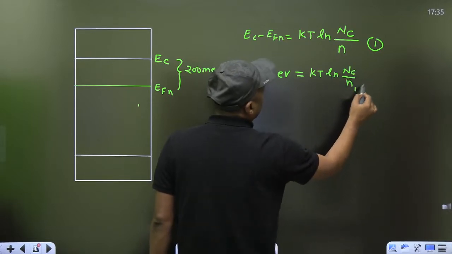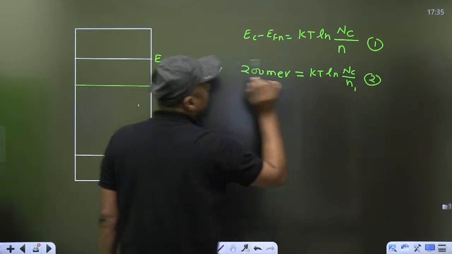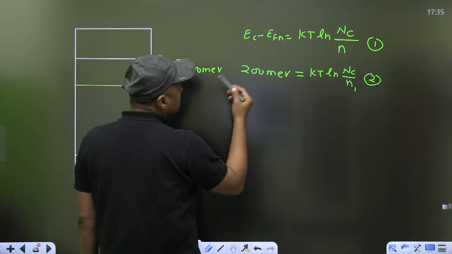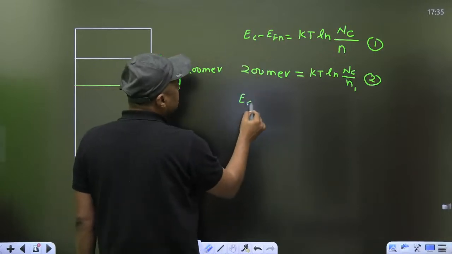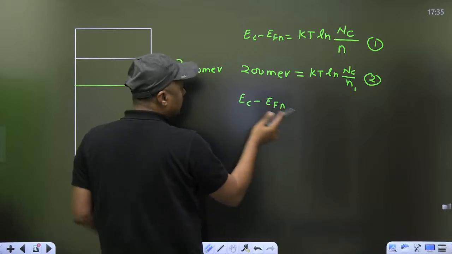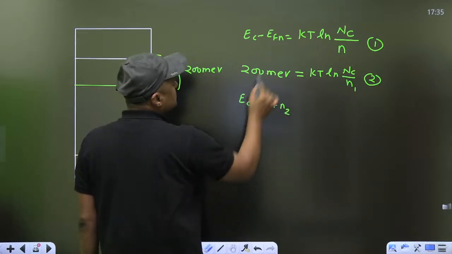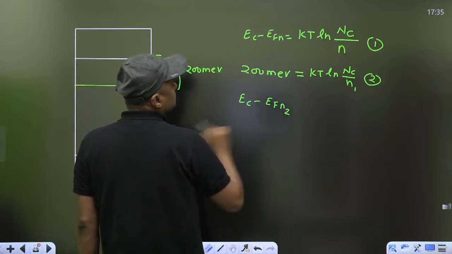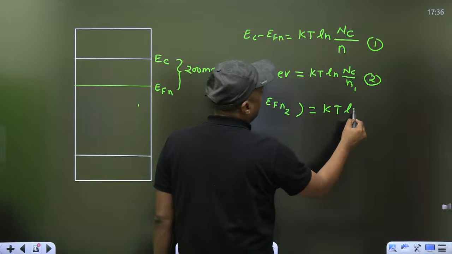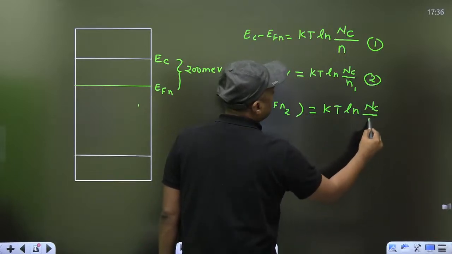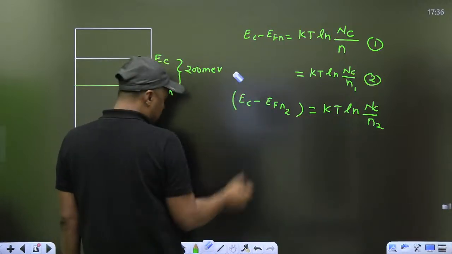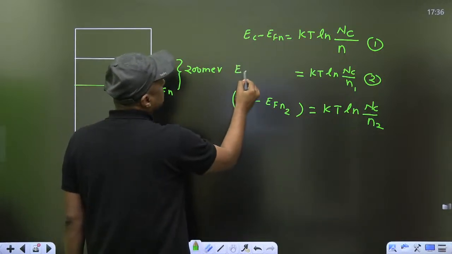This is N1, equation number 2. You can put N1, and N1 is 10 to the power 16. Now, what is the new gap? It means we need EC minus EFN. The Fermi level will shift, EC will remain the same. This is EFN1. Now it is equal to KT log of NC by N2. What is the concentration? The change in the concentration. Or if you want to write the general answer, then yes, it is the first case.